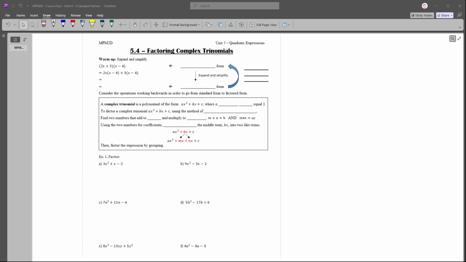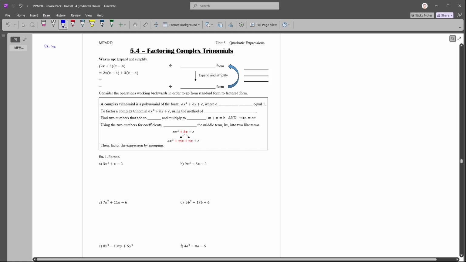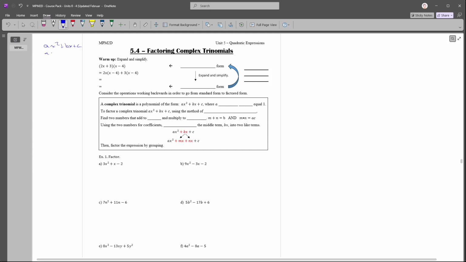All right, so let's go to the next step. In the previous step, we learned how to factor simple trinomials. Now, a simple trinomial is a trinomial that's in the standard form of ax squared plus bx plus c, but a must equal 1. So a simple trinomial was actually just x squared plus bx plus c. A complex trinomial is ax squared plus bx plus c.